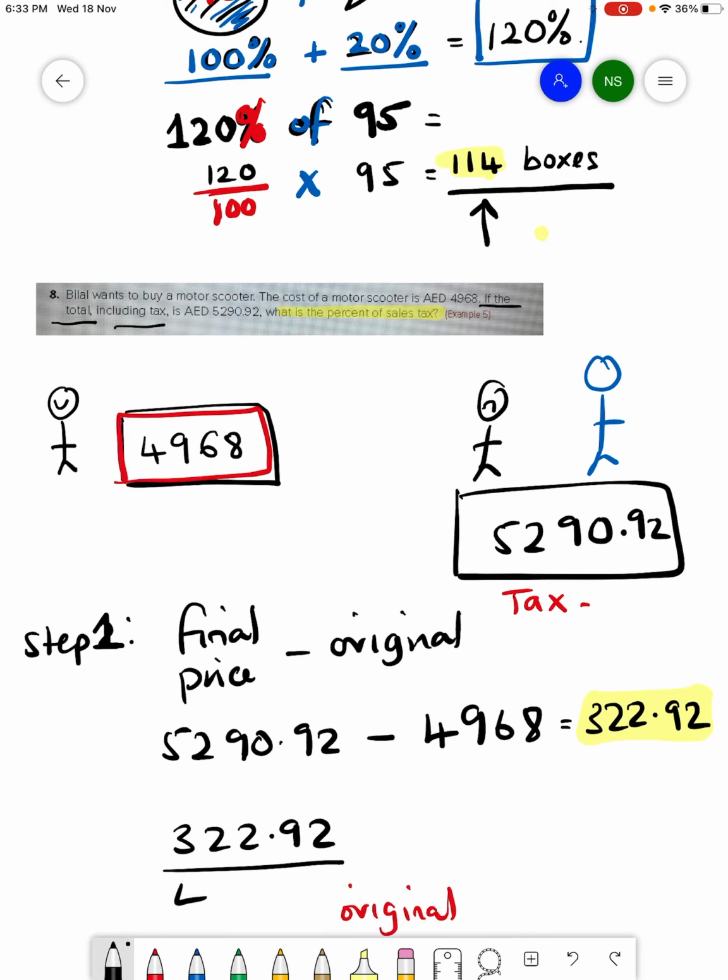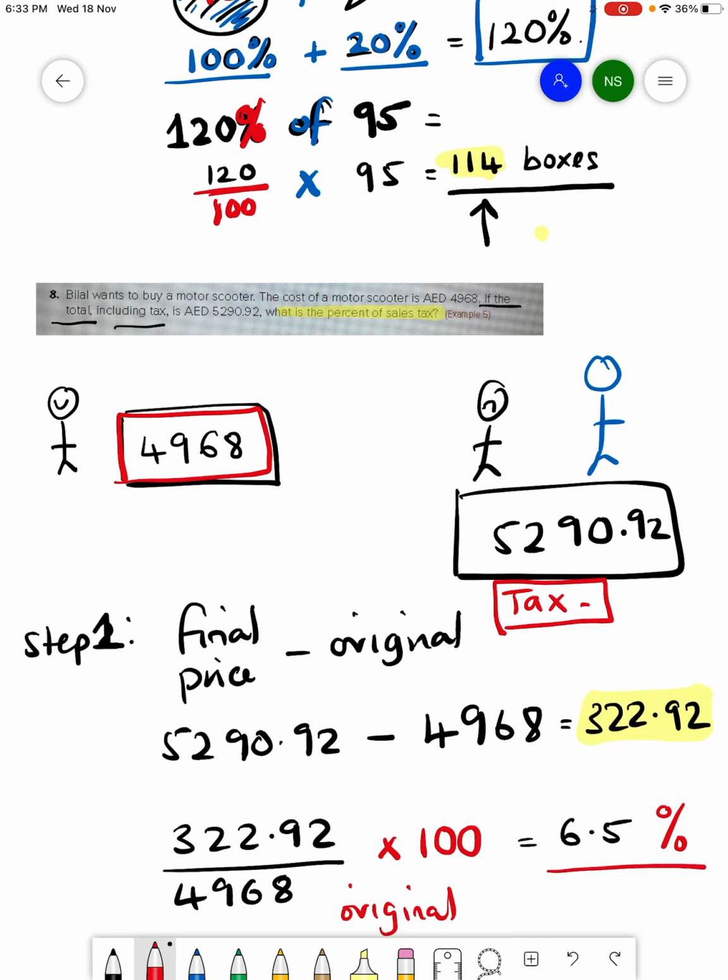So let's divide that by 4968. And then because we're trying to make this into a percentage, don't forget to times by 100. If you put that into your calculator, you will get 6.5. That is not 6.5 dirham, that is 6.5%. How much tax will he have to pay? 6.5% tax. If he wants that scooter, he'll have to pay 6.5% tax.